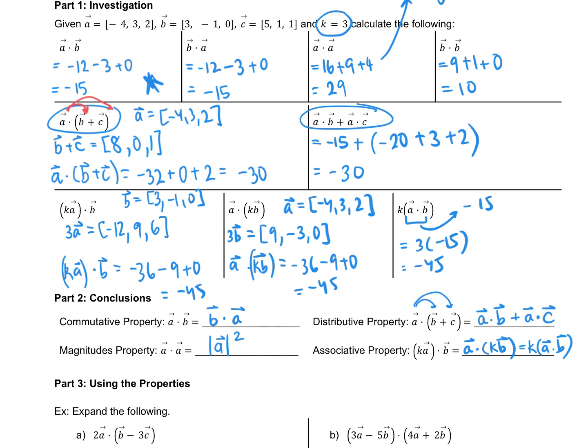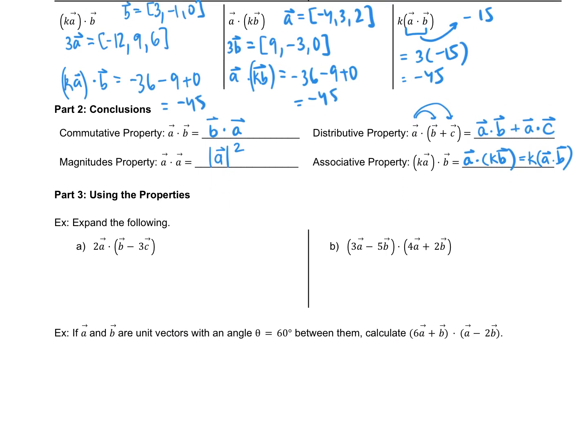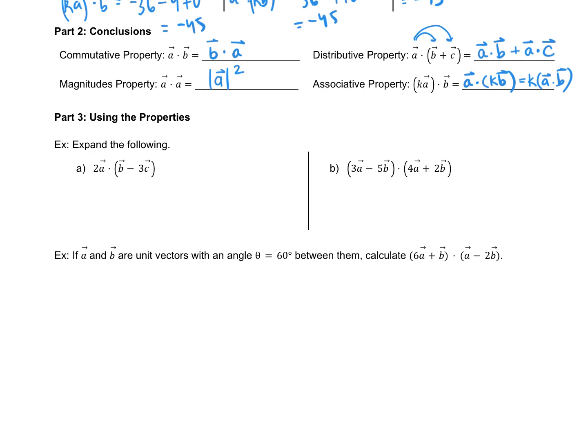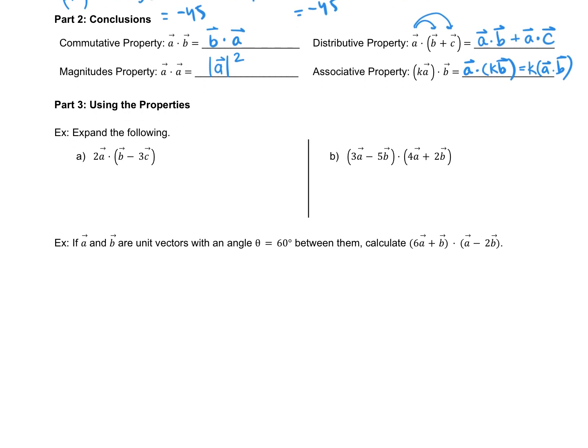So let's use these properties and simplify some expressions. First, we're going to start with that distributive property. Let's expand each of the following expressions. So I'm going to distribute 2 times vector A, and we get 2 times vector A dot vector B, and then we have 2 times -3, so -6, vector A dot vector C.